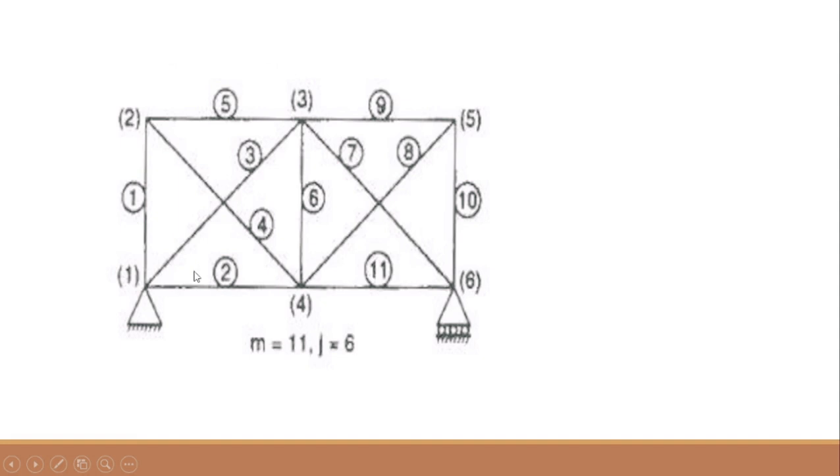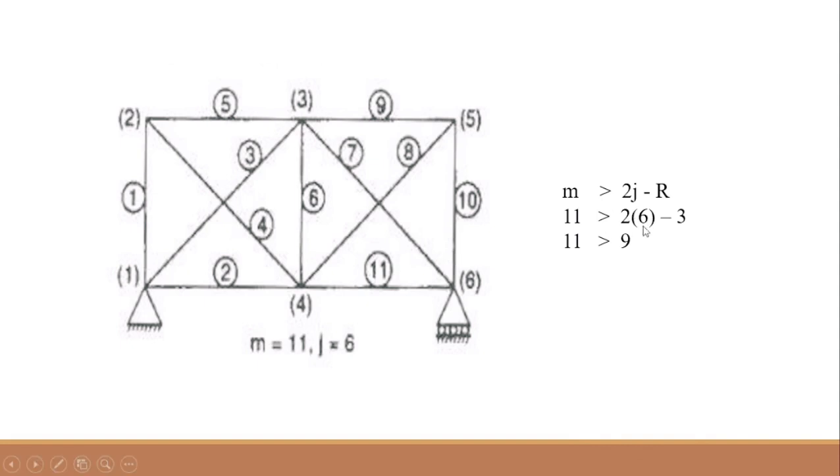So see here, just calculate the members: 1, 2, 3, 4, 5, 6, 7, 8, 9, 10, 11. So members are 11, joints are 1, 2, 3, 4, 5, 6. So members are 11, joints are 6. So obviously members are more than the 2j minus r.